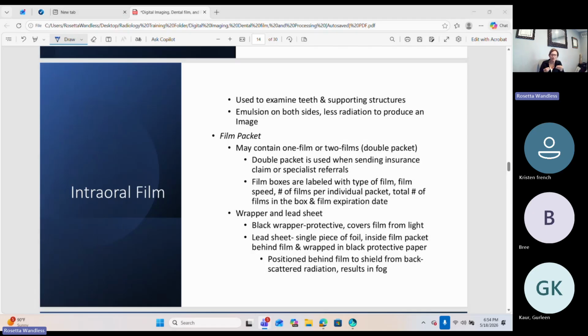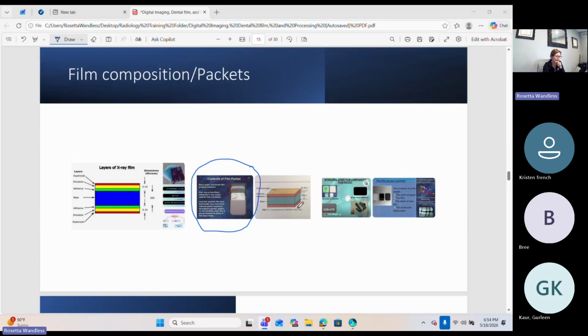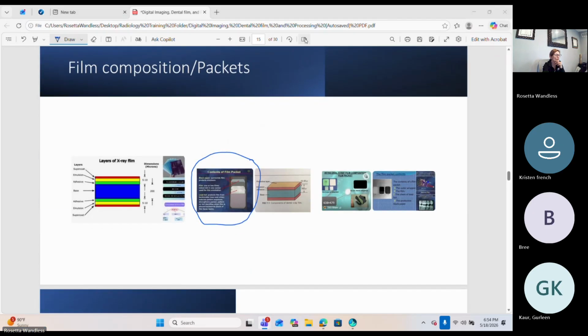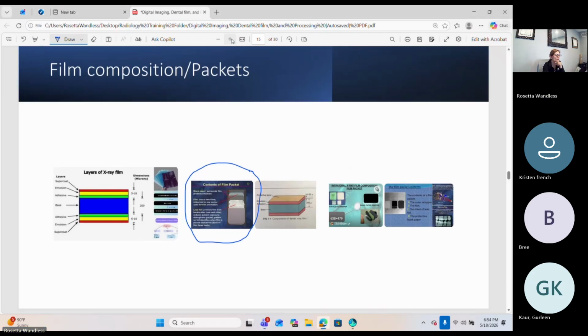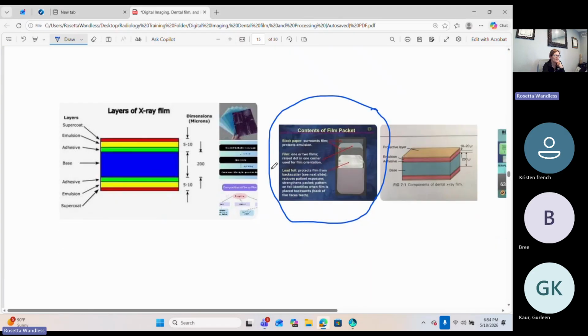So in this tiny little wrapper, you have all these little pieces. Let me show you the picture of it as I did earlier. Can you see this a little bit better? I tried to enlarge it. Where it says the contents of the film package, here is the outside vinyl covering. This is the lead foil that protects it. Here is the film, and as you can see, you have black paper here, and that film is nicely nestled inside that black paper, okay?